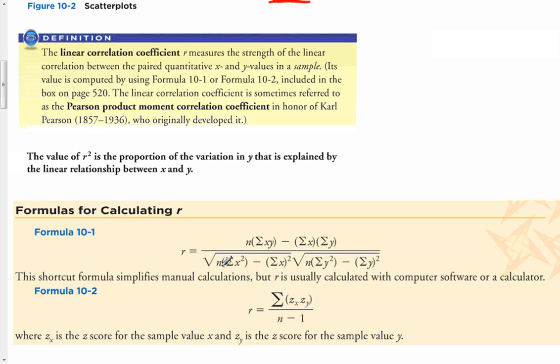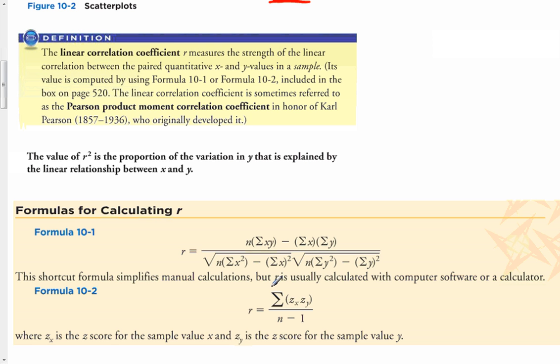In the denominator, we have two square roots, two radicals. Under one square root, we have the sum of the x's squared. So we have to square all the x's and add them all up, square all the independent variable, add them all up, and multiply that answer by n. And then we'd sum up all the x's, that same factor here, the sum of the x's, but we'd square that number, and then we'd subtract and take the square root. And here we do the same thing for the y's. But that's quite time consuming and tedious.